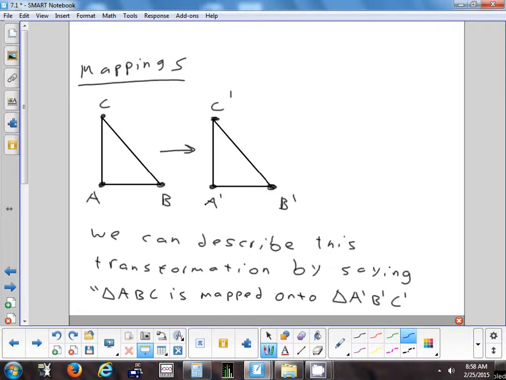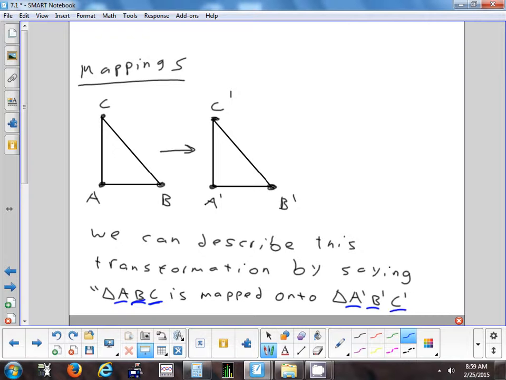All right, so when you have to describe this transformation, sometimes we call it a mapping. A mapping is how you do the transformation. So in this picture, this is a translation. And we can say that triangle ABC is mapped onto triangle A prime, B prime, C prime. The order is very important. When you write ABC, and A is first, B is second, C is third, and then you write A prime, B prime, C prime, you're saying that A goes to A prime. You're saying B gets mapped to B prime, and C gets mapped to C prime.